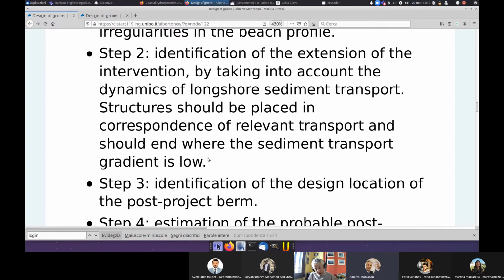And especially if there are changes in the shape of the coastline, there are curves, there are places where you have a higher exposure to erosion. And then it's just necessary that you protect these places. And sometimes it's easier than expected to identify the extension of the beach.